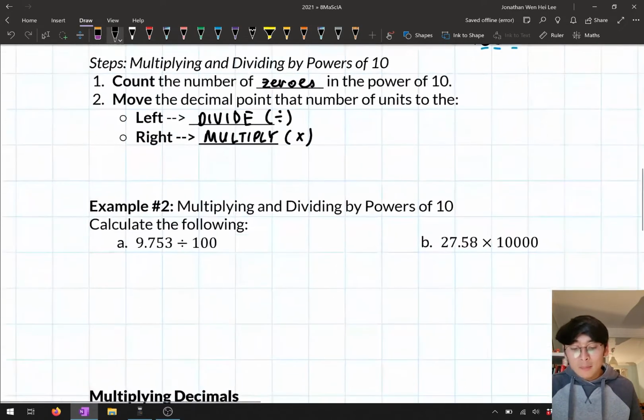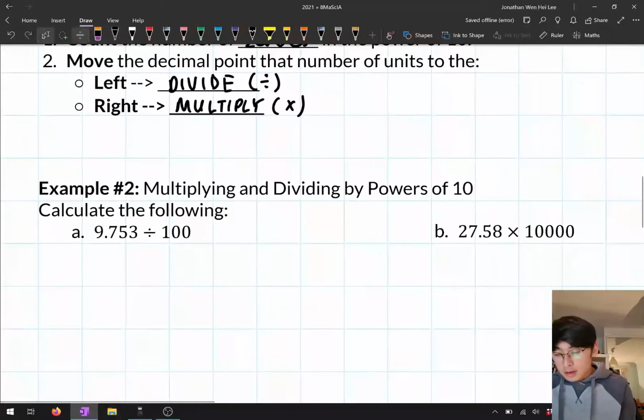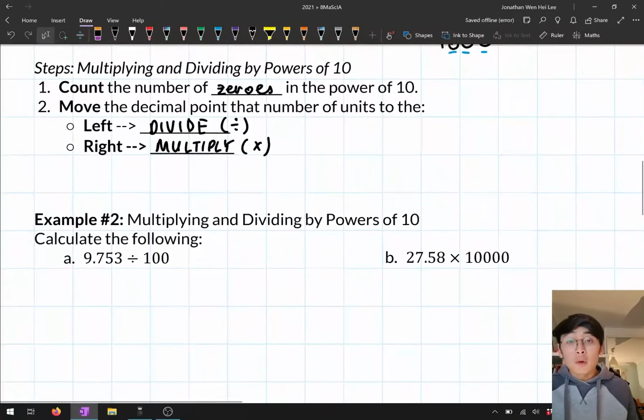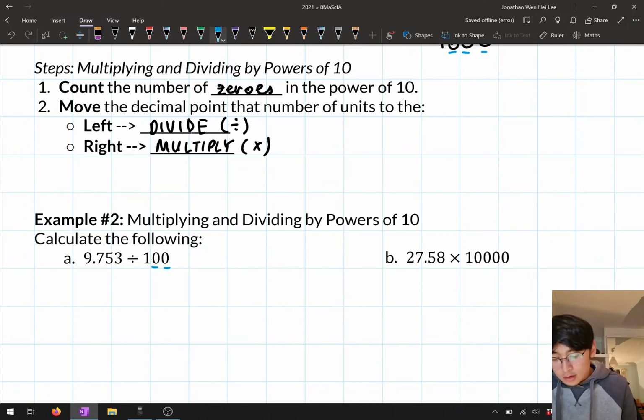So let's have a go at 2 examples of this. The question here is we're going to calculate the following. The first one, I've got 9.753 divided by 100. So first step, we're going to count the number of zeros in my power of 10. Here, my power of 10 is 100. How many zeros do we have? Well, we've got 1 zero, 2 zeros. So that's 2 zeros. I'm going to need to move the decimal point twice. Now, which direction am I going to move it in? Well, because I'm dividing, I'm going to move it to the left.